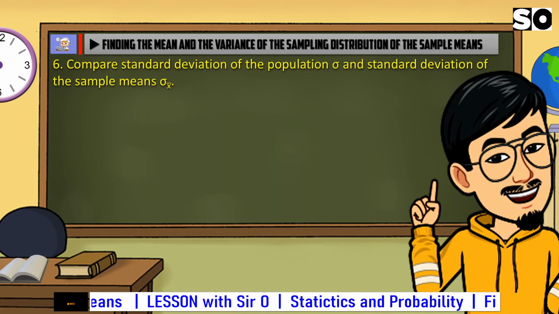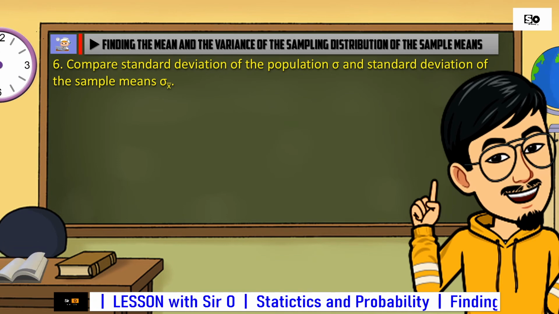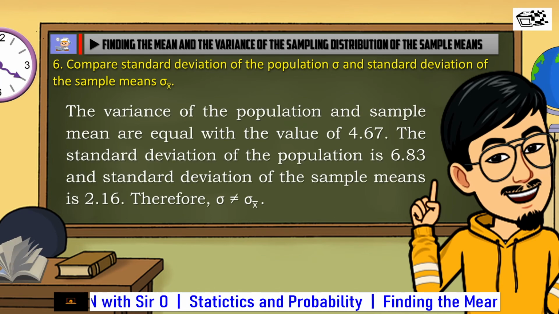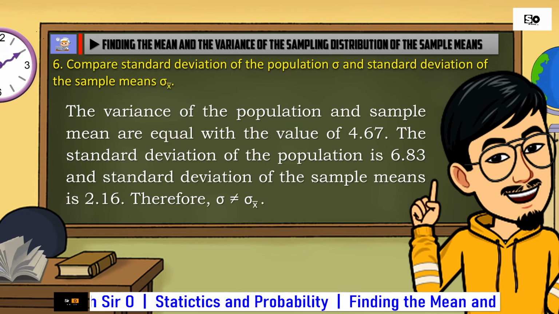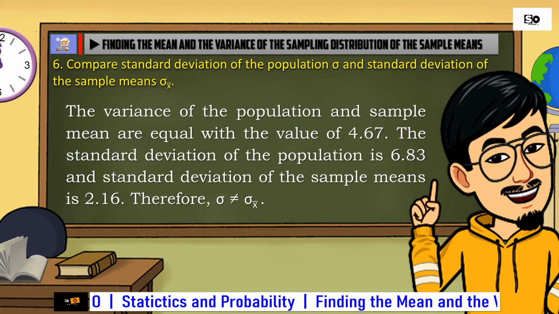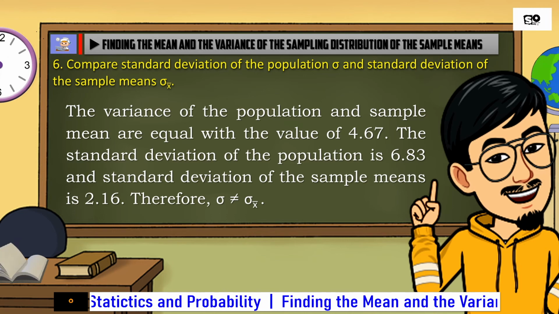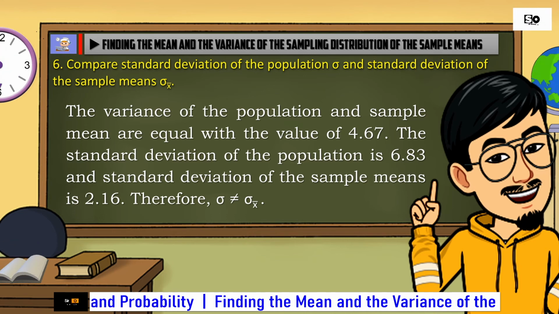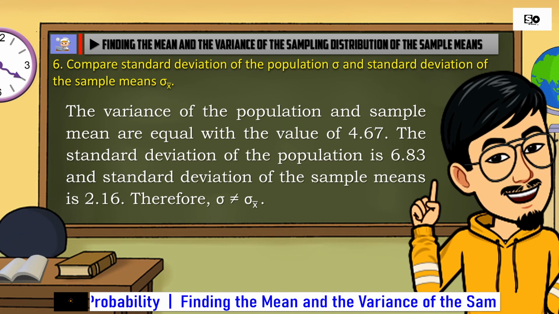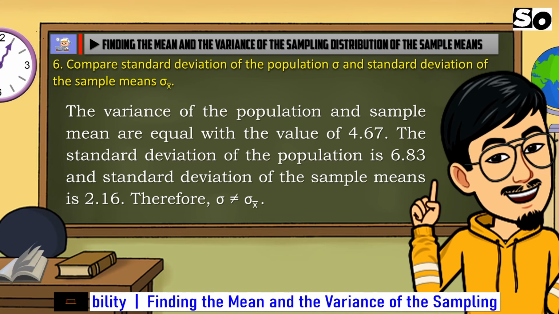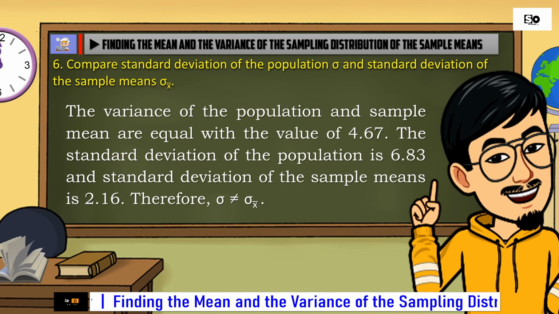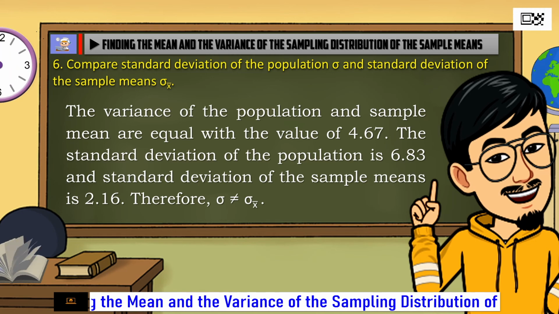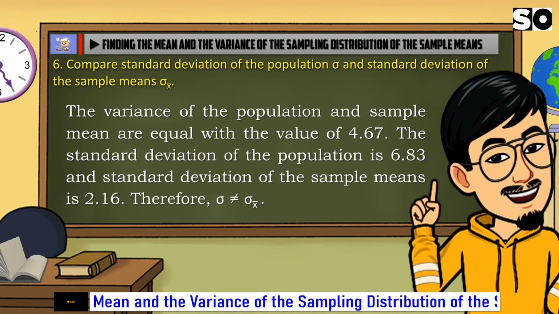Number 6. Compare the standard deviation of the population and the standard deviation of the sample means. The variance of the population and the sample means are equal with the value of 4.67. The standard deviation of the population is 6.83 and the standard deviation of the sample means is 2.16. Therefore, the standard deviations of the population and the sample means are not equal.